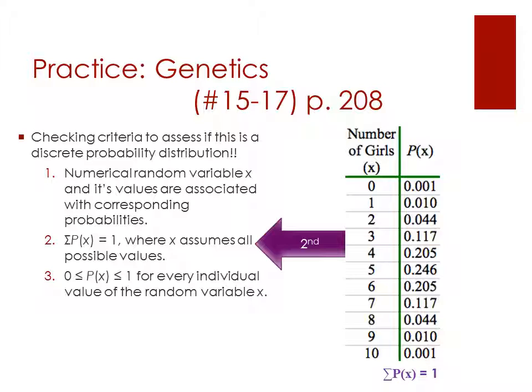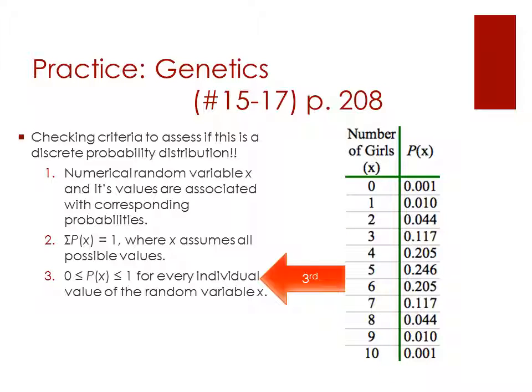All right, if we do our sum, we know that our sum of P of x is indeed equal to 1, so we meet that criteria as well. Lastly, we need to make sure that each P of x is between 0 and 1. Remember, this is because the total amount of probability can only be between 0 and 1. 0 means it's not happening at all. 1 means it's happening absolutely. So each P of x must be somewhere between these two values.